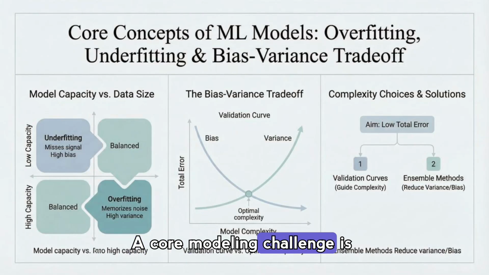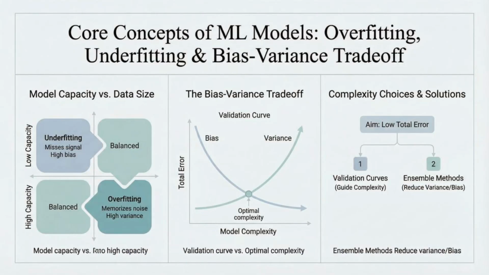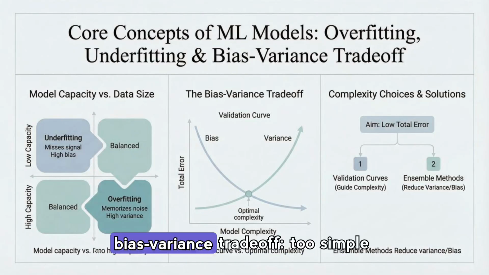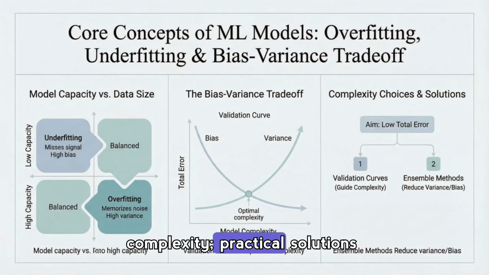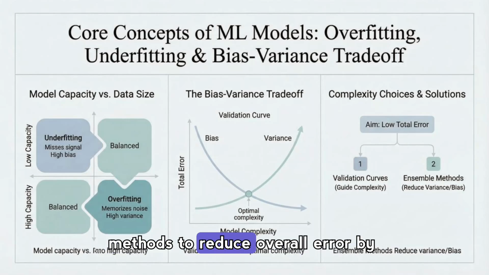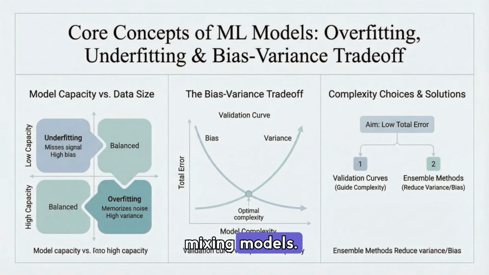A core modeling challenge is balancing underfitting and overfitting, described by the bias-variance trade-off. Too simple models miss signal, too complex ones memorize noise, and the validation curve helps find optimal complexity. Practical solutions include using validation curves to guide choices and ensemble methods to reduce overall error by mixing models.